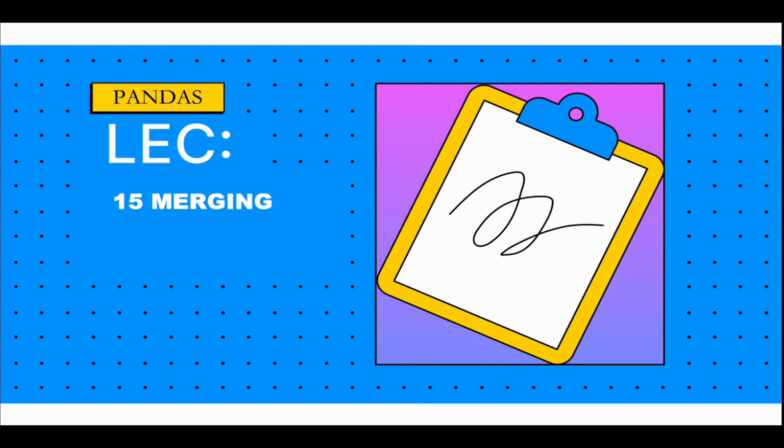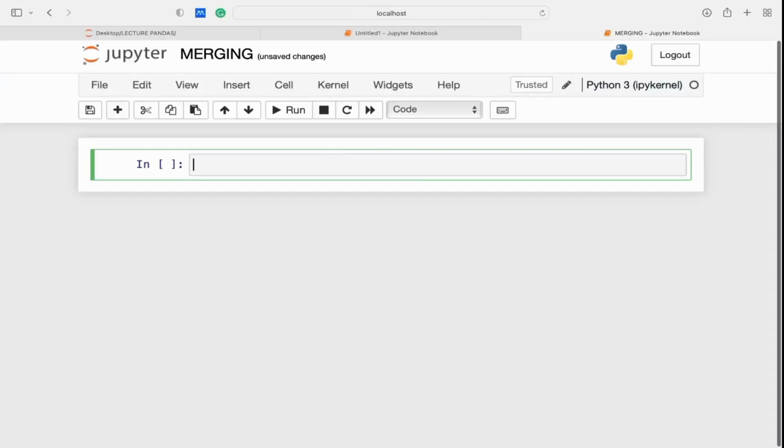Hi guys, welcome back to our course on pandas. In today's lecture, I'm going to discuss the merging of data frames in pandas. So let's get started. So the merge function is used for merging of datasets in pandas, or we can say that the merge function facilitates the merging of datasets.